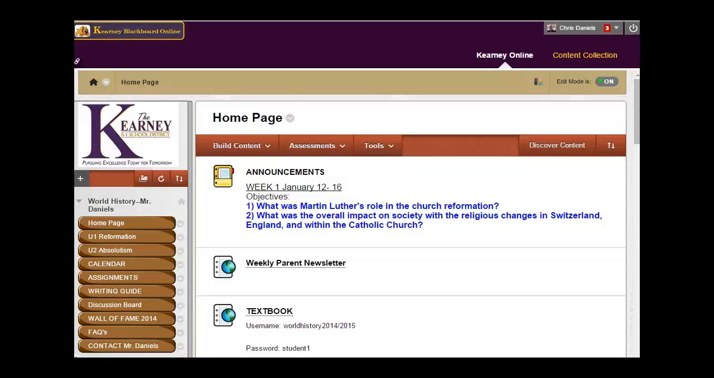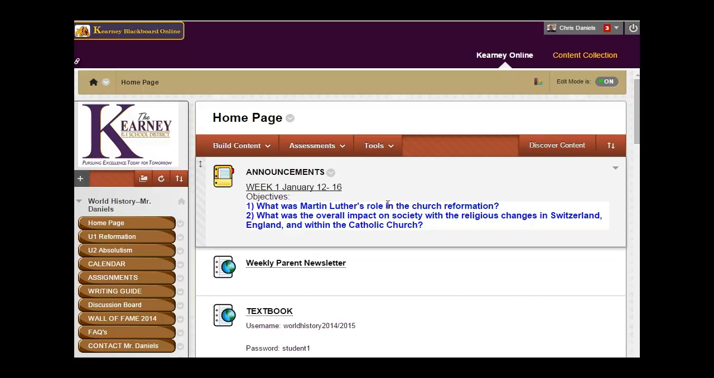Guys, what we want to do today is we want to go ahead and take our test. Essentially what we're going to do for this test is we're going to write a 3-paragraph essay in accordance with our student constitution. The other thing that I want to point out to you is that we are looking to understand what was Martin Luther's role in the Church Reformation.